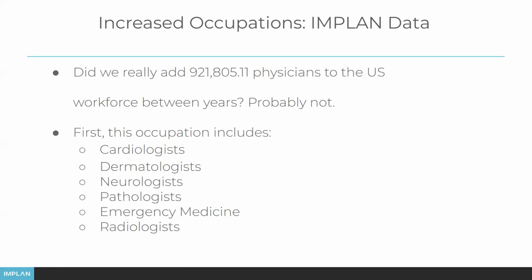Well, one of the first things to look for is to check what this occupation includes. Occupation codes, even at the detailed level, often contain a large variety of positions. So it's important that we always keep in mind what we're really dealing with. Looking at the raw occupational employment statistics data, we can see that this occupation includes cardiologists, dermatologists, neurologists, pathologists, emergency medicine doctors, and radiologists. None of those things really seem to fall outside of what we might expect to be in this detailed code at first glance, but it's definitely always good to check.